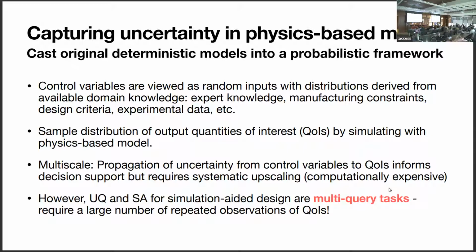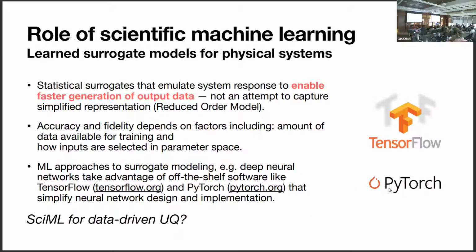If we're doing this and we have these UQ and sensitivity analysis questions that we'd like very much to do, if we want to do simulation-aided design, what can we do to accelerate things? Statistical surrogates that emulate some system response are used very widely to enable faster generation of data to speed up these multi-query tasks. And there are many options. We heard earlier about kriging, one of many.